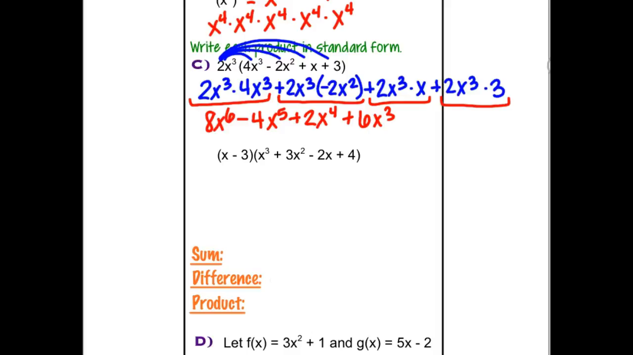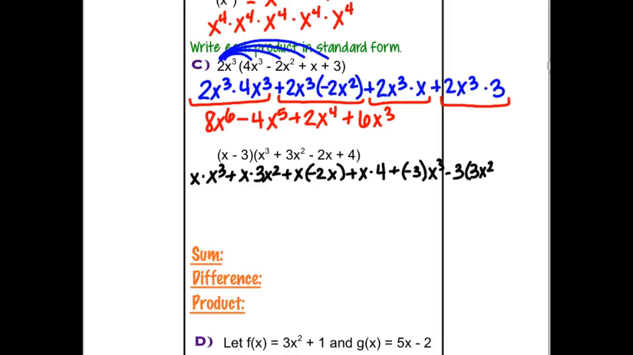So if I did repeated distribution, I distribute the x to everything, which would be x times x cubed plus x times 3x squared plus x times negative 2x plus x times 4 plus negative 3 times x cubed minus 3 times 3x squared minus 3 times negative 2x minus 3 times 4. I didn't have room to put it all on there. You can see really quickly, you can get lost in your math very quickly.